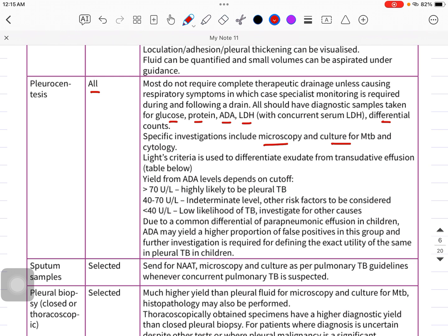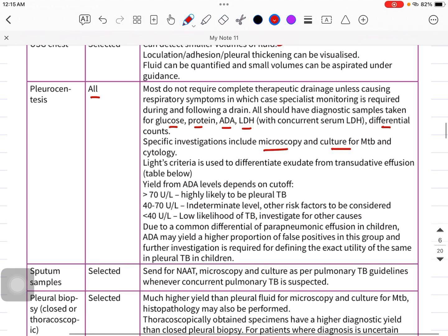And usually whenever we are taking the pleural fluid, there is a confusion: is it exudative pleural effusion or is it the transudative pleural effusion? Basically the idea of doing the diagnostic tapping is to get to know whether it is transudative pleural effusion or the exudative pleural effusion, right. And pleural TB is one of the common causes of exudative pleural effusion, so keep that in mind.